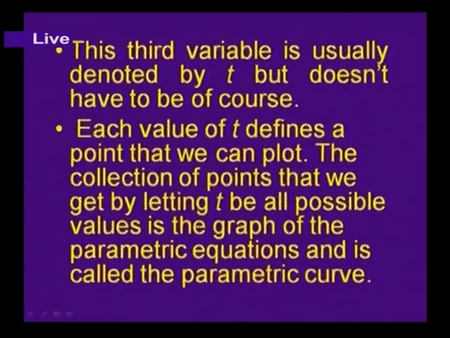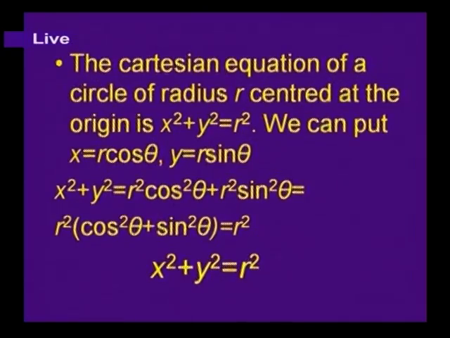Next we take the parametric equations of a circle. The Cartesian equation of a circle of radius r with center at the origin is x square plus y square equals r square. We can put two parametric equations: x equals r cos theta, y equals r sin theta.